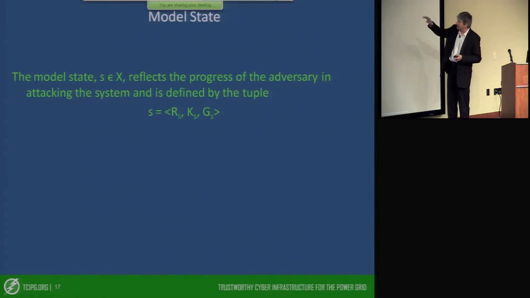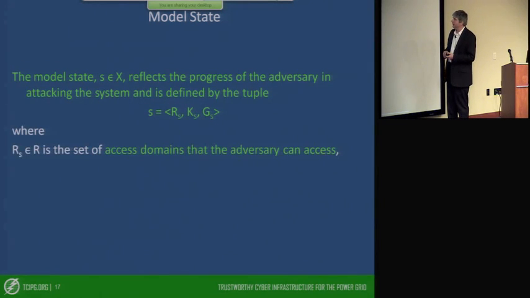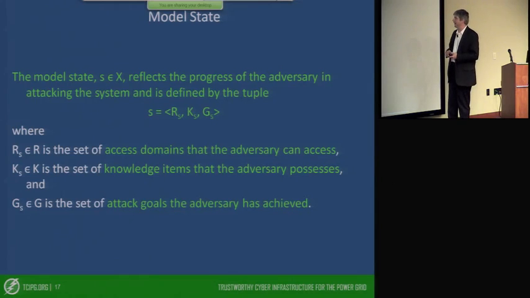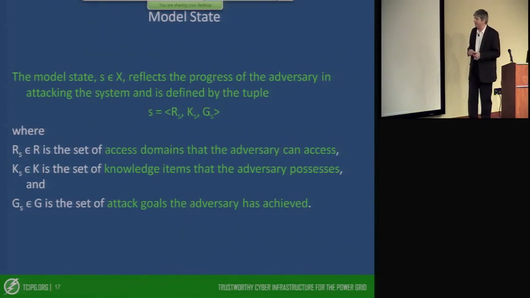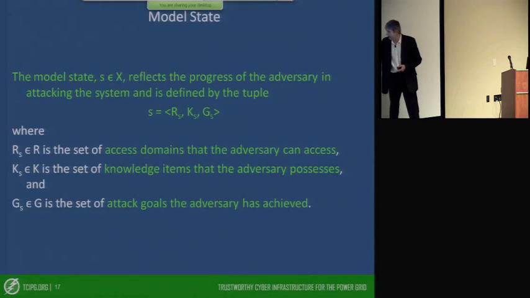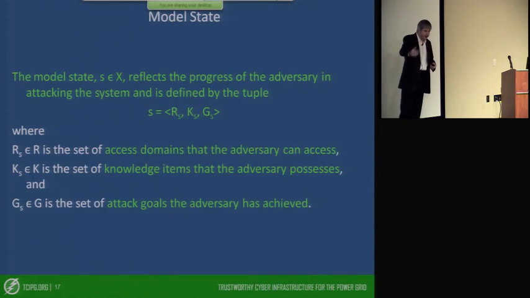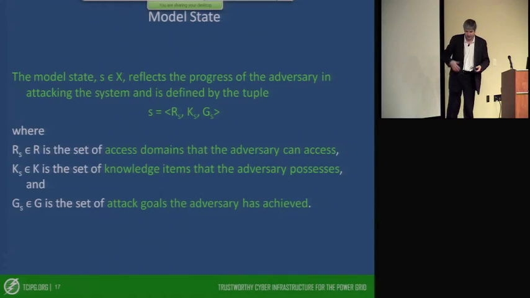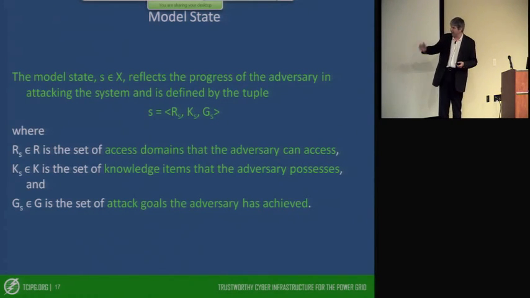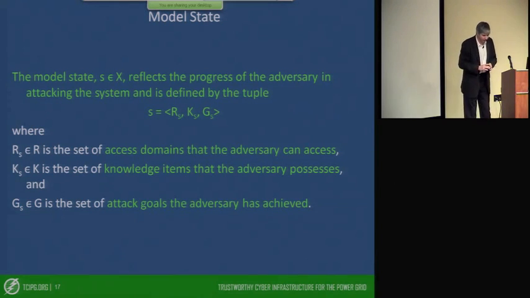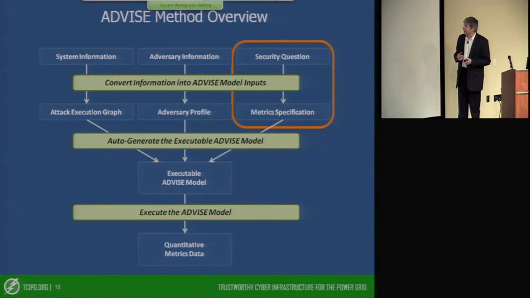Okay? And then finally, the model state, if you will, that during execution is the set of access domains the adversary can access, the set of knowledge items that it possesses, and what attack goals the attacker has achieved. And over time, there's an evolution and execution of these things where attack steps are attempted, state changes, and from an attacker's point of view, hopefully goals are reached, and from the defender's point of view, hopefully goals are not reached.